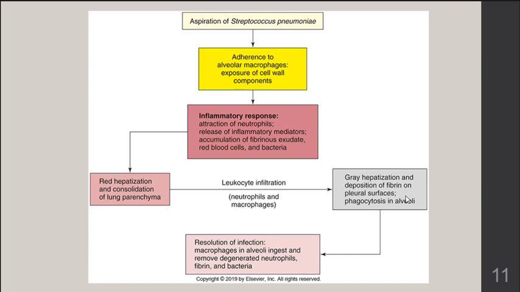And the hepatization is, as mentioned, where the lungs start to look like the liver. They look very consolidated. There's no ventilation into that area because it's just so full of inflammation. And then eventually there is resolution of the infection.